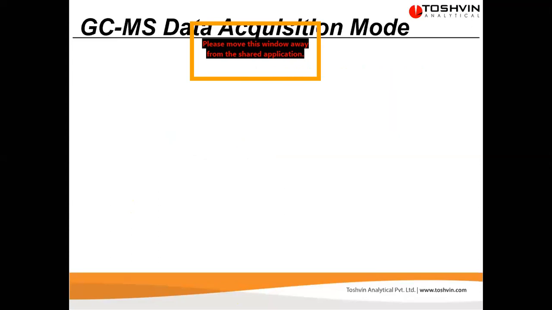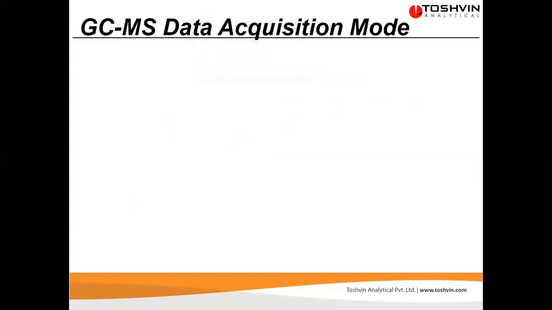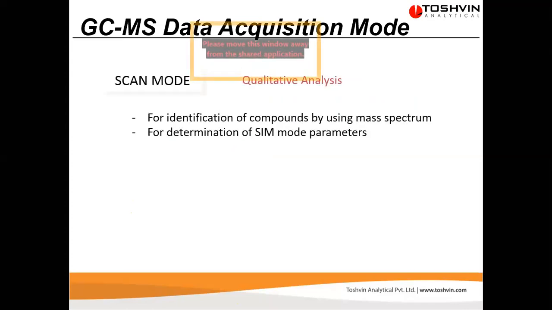Next, GCMS data acquisition mode. When you are working on a GCMS system, there are two acquisition modes in our software. First is scan mode, which is mostly used for qualitative analysis. Scan mode is nothing but, in the software, I give a range of molecular weight. Say, for example, I'll start scanning from 40 molecular weight to 500. So I have given a range of 40 to 500.